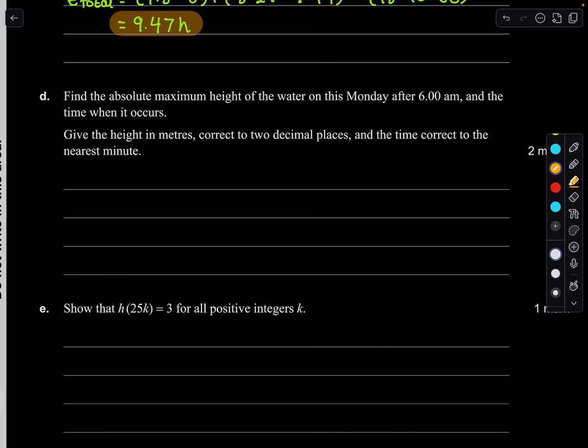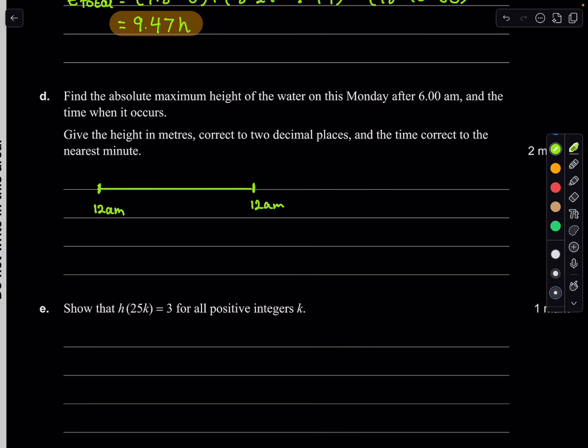Now we need to look at the domain here, because when does the maximum height occur? First of all, you need to realize that it says on this Monday. The Monday starts at 12 a.m., so imagine this is your Monday, and it ends at the next 12 a.m., because it goes to the next day. So you have this whole section over here.